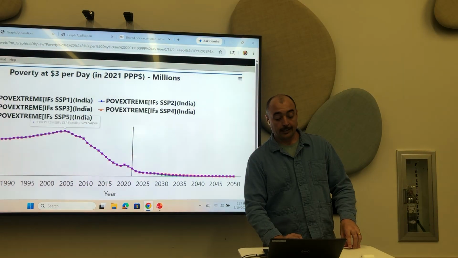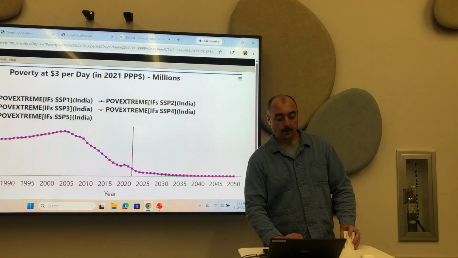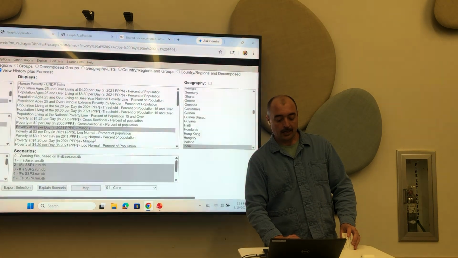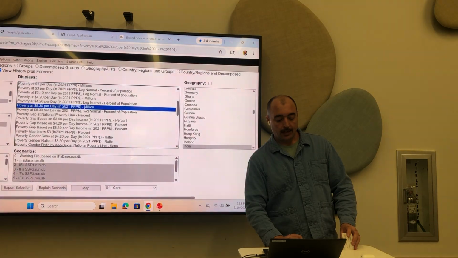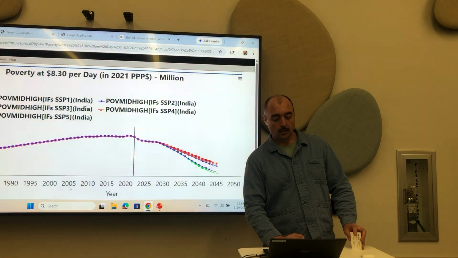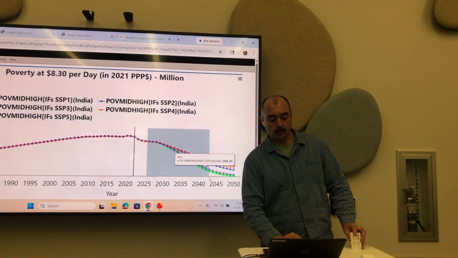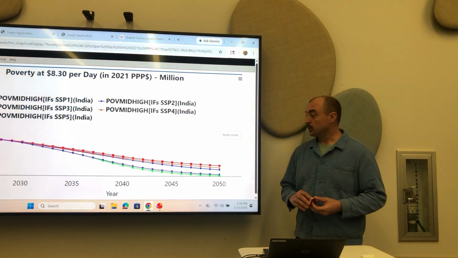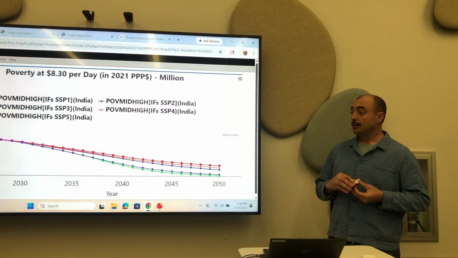Oh, see, India's doing really well in this measure of poverty. Let's pick a higher threshold. 830. So here are your different worlds for India.